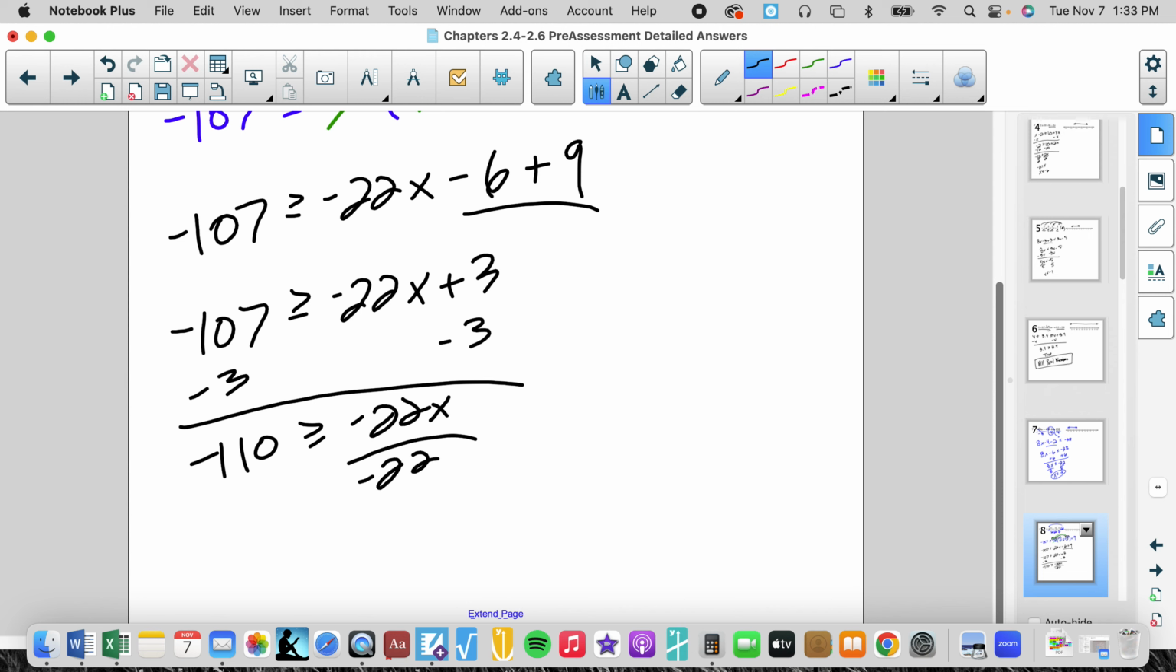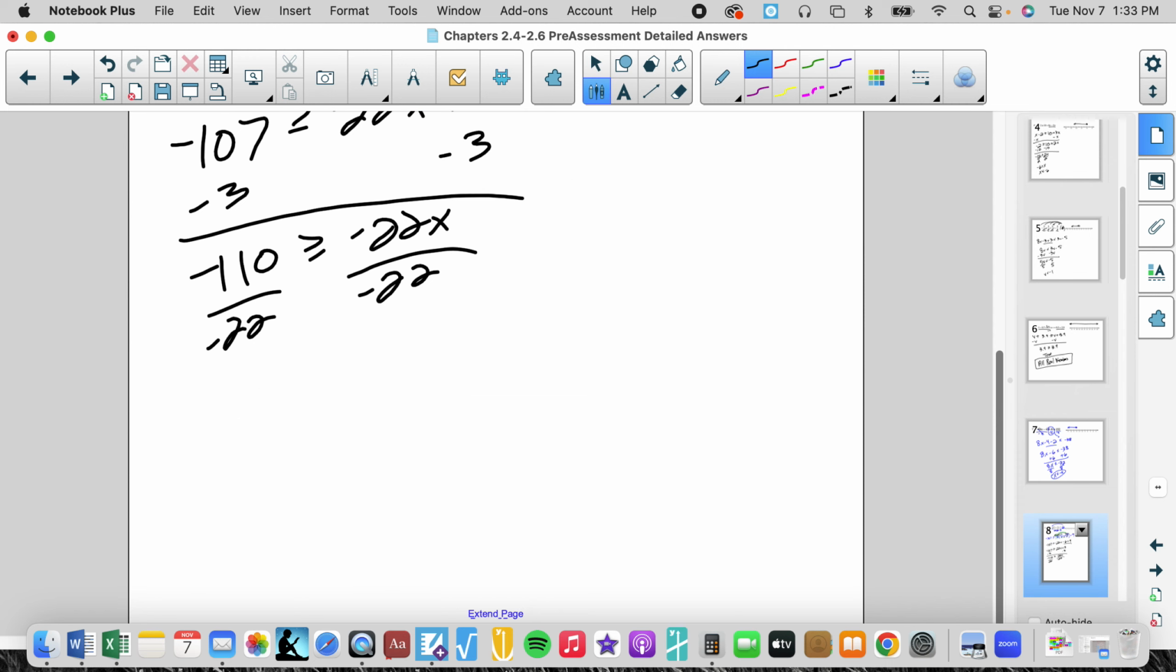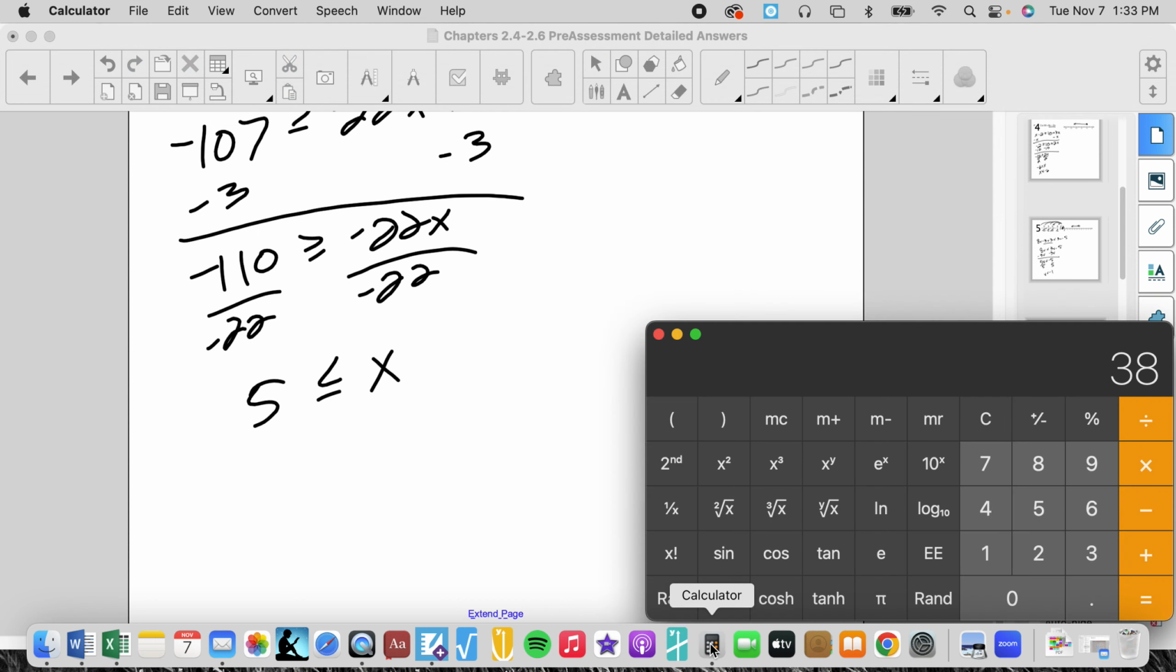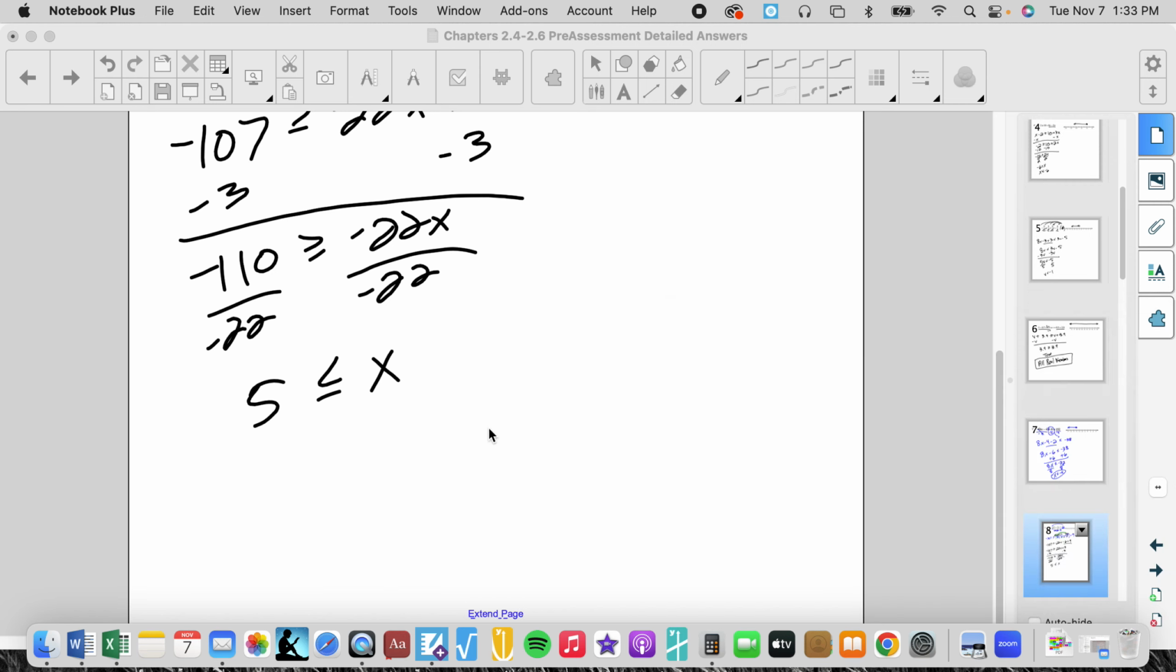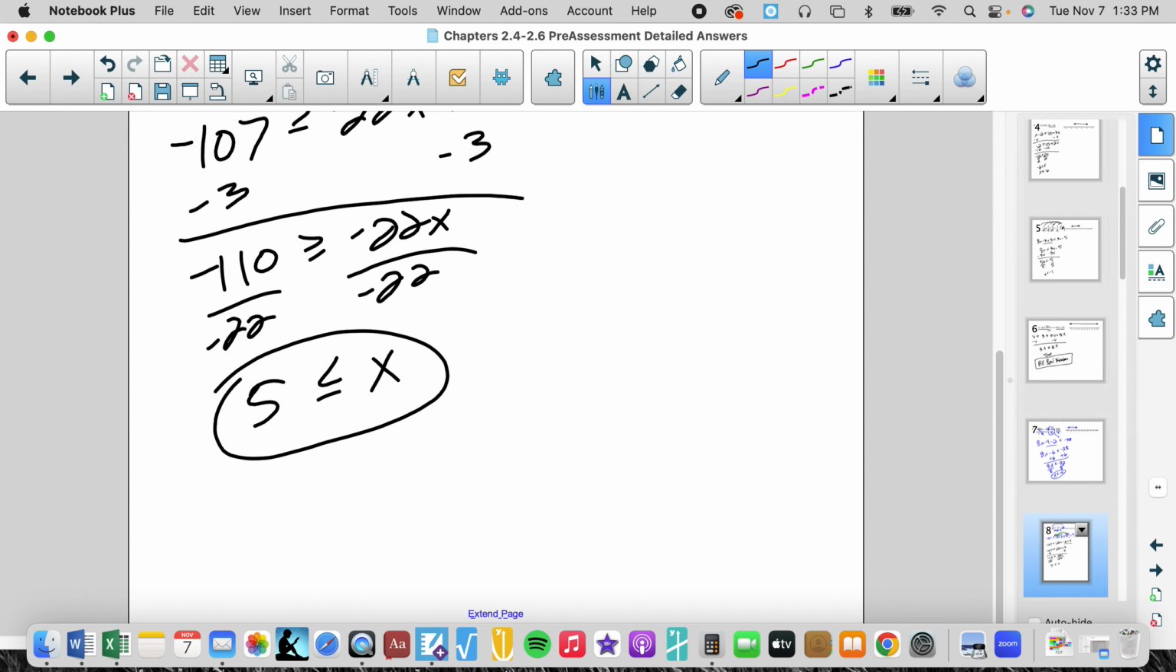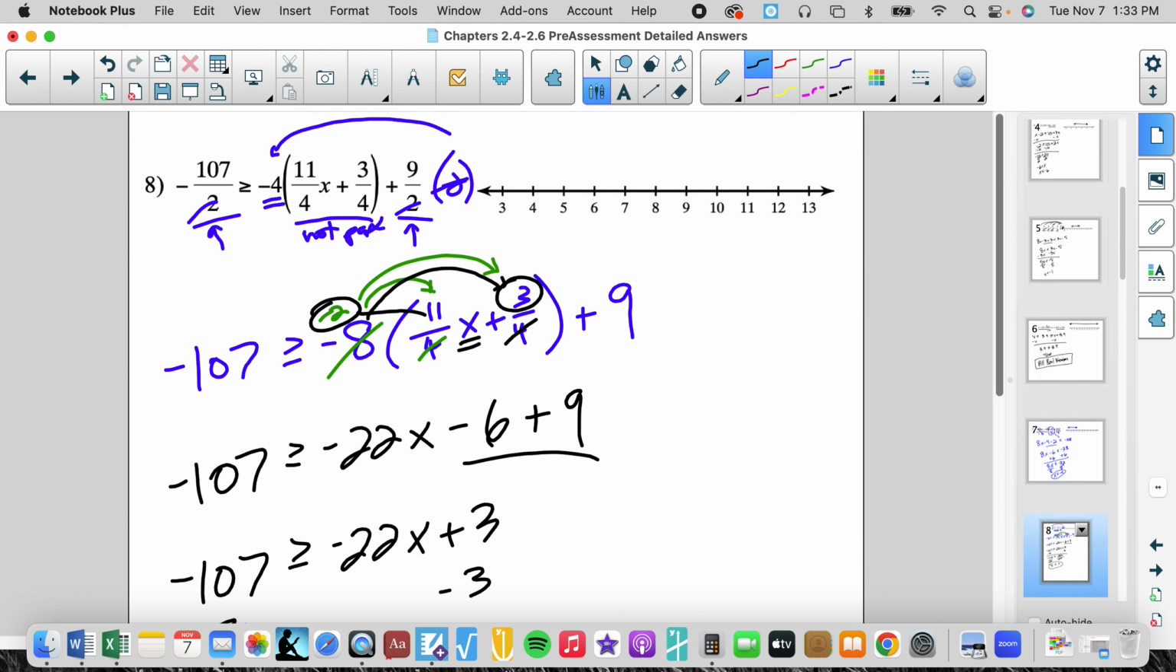Divide by negative 22. We're going to flip the sign, so it becomes less than or equal to. 11 goes into that 10 times. 11 goes in 2 times. All right, so that equals 5. I'm going to check. 110 divided by 22 gives me 5. Good. And 2 negatives make a positive, so x is greater than or equal to 5. Closed circle, going to the right.